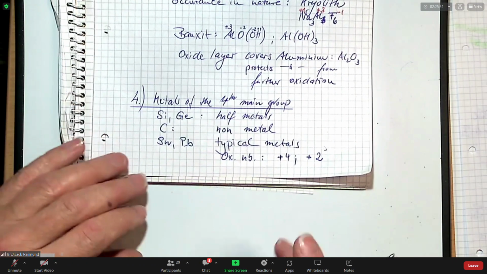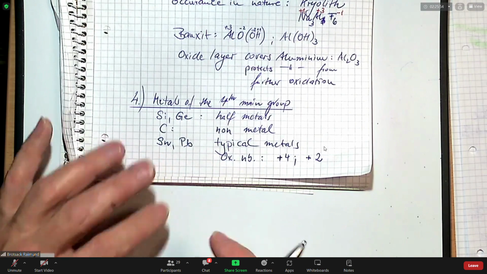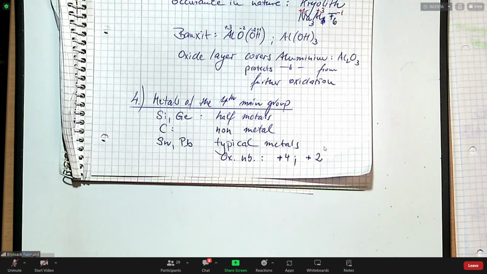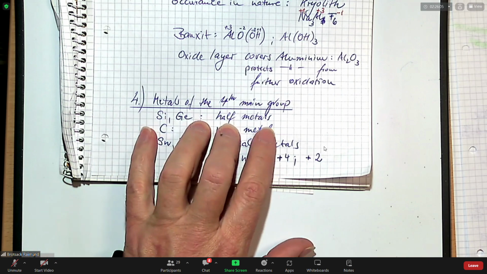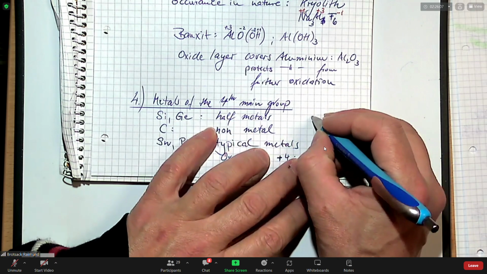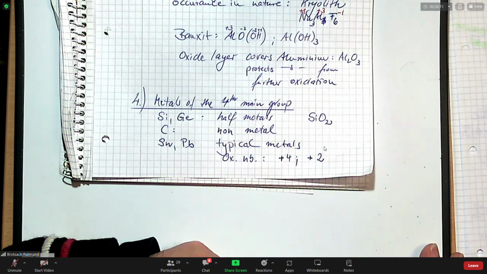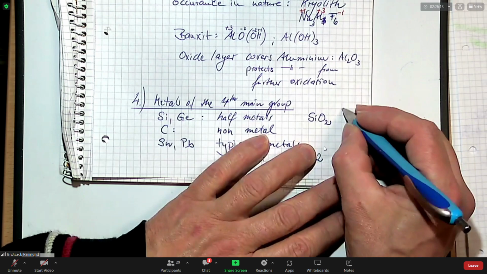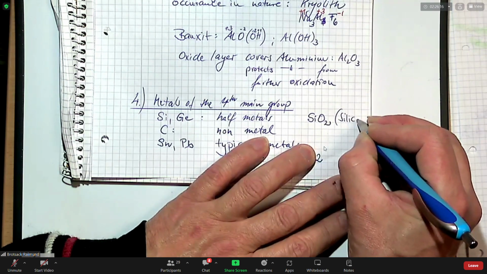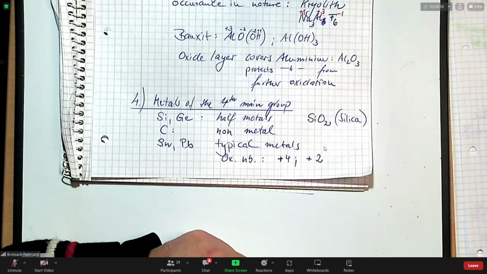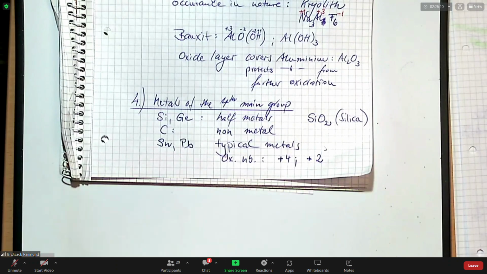And one of these very important compounds where we have to talk about, in the area of the half metals, is the silicon dioxide, SiO2. Silica. Lead we already talked about in the lead acid battery.